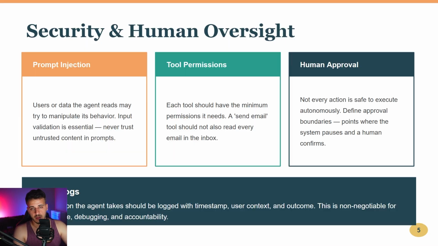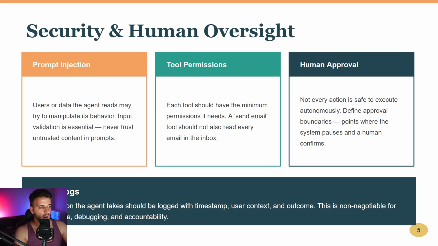Finally, about security. People will try to hack your agent, take advantage of it, make it do things you don't want it to do. This is called prompt injection. They put a prompt to make your agent manipulate its behavior, so you always need to filter for that. You always need to make sure that your tools have the correct permissions. For example, a send email tool should not be able to read every email in the inbox.